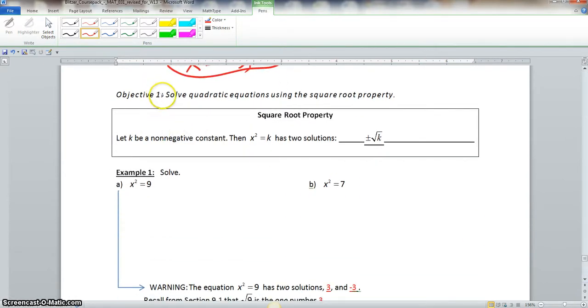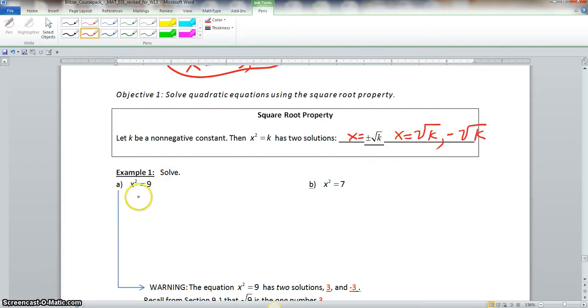Now, it says objective 1, solve quadratic equations using the square root property. Let k be a non-negative constant, then x squared is equal to k has two solutions. And the two solutions will be plus or minus whatever the square root of k is. And that also means that it will be the square root of k and also the negative square root of k. And I should have put x equals there. So either one of these would be an acceptable answer for that.